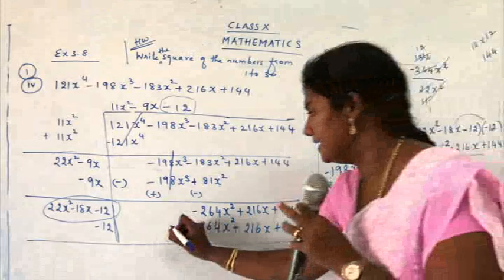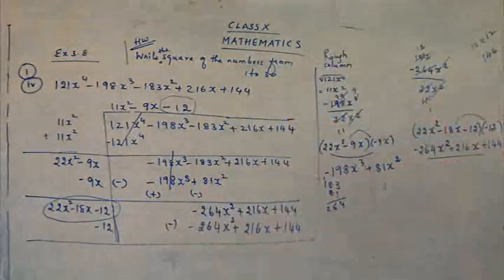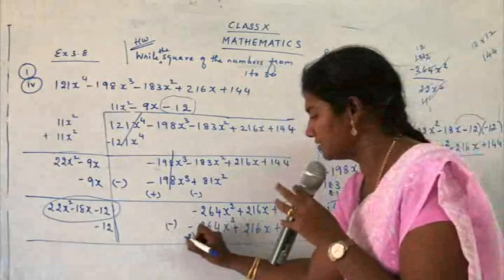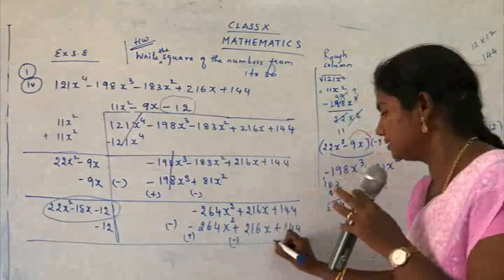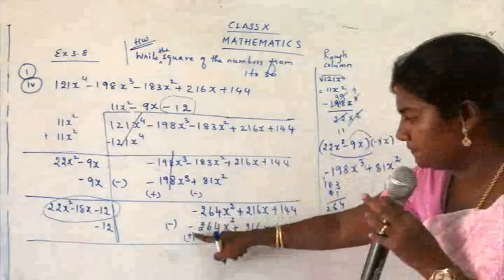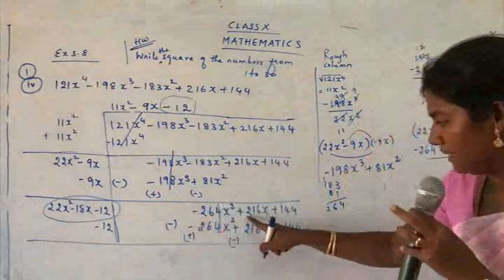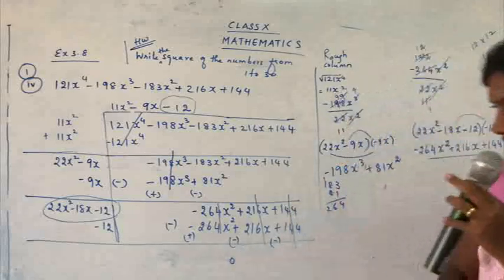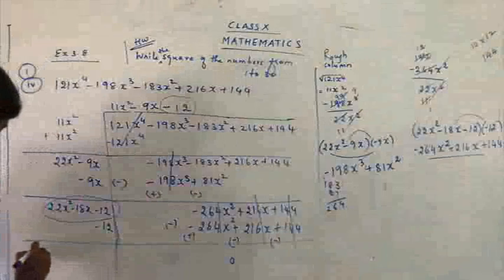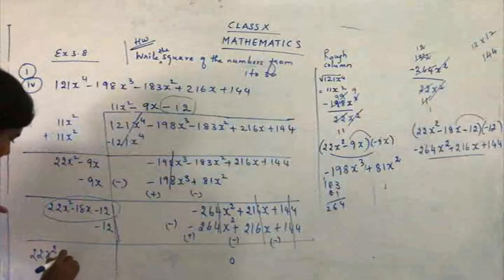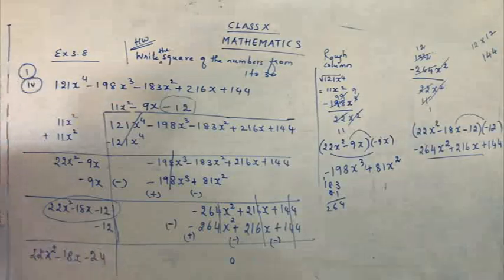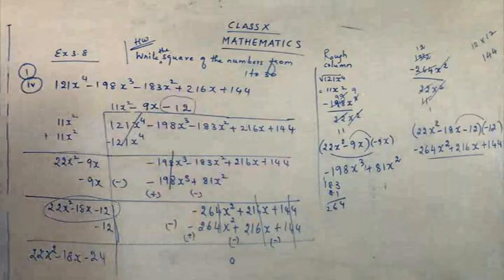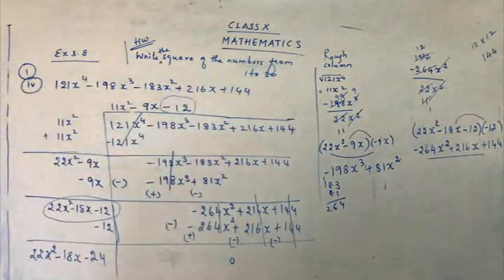Now what is the main sign, children? The main sign is minus. So what happens? We have to change the sign of the second line. Minus changes to plus, plus changes to minus, plus changes to minus. Minus plus, same terms cancel; plus minus, same term cancels; plus minus, same term gets cancelled. So what is left here? 0. 22x square minus 18x minus 24. Minus 12 minus 12 is minus 24.